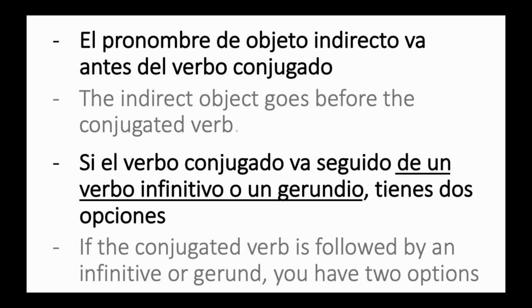Now, you will find some sentences where you have two verbs right next to each other. When that happens, generally, you will have one conjugated verb, and the one after that may be an infinitive or a present progressive tense. So what I'm going to tell you is what to do with the indirect object pronoun in those cases. Si el verbo conjugado va seguido de un verbo infinitivo o un gerundio, tienes dos opciones. So in those cases, you have an option.